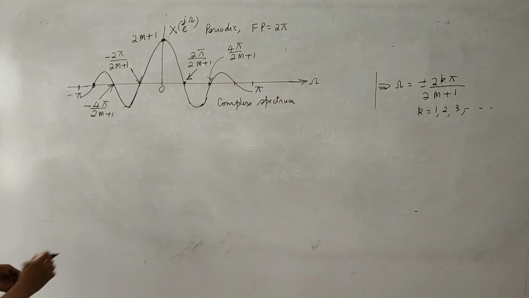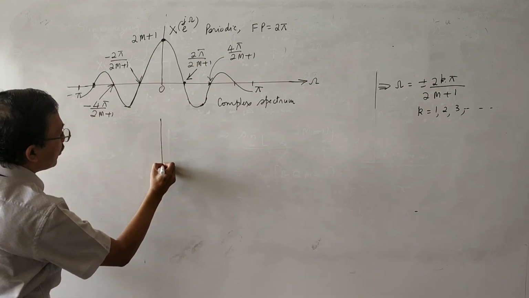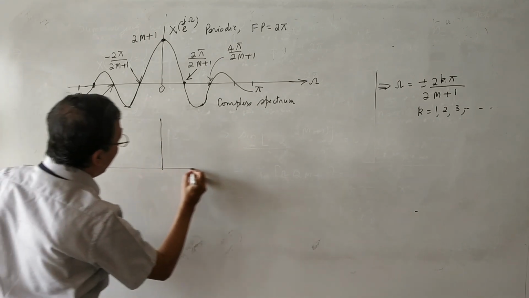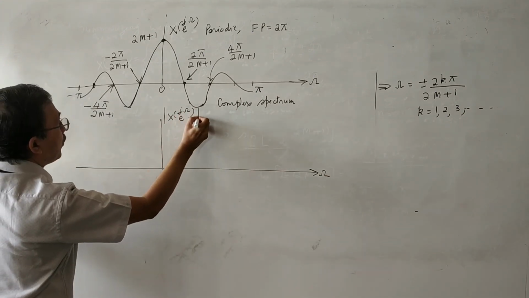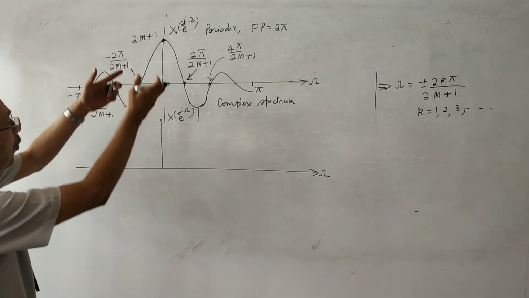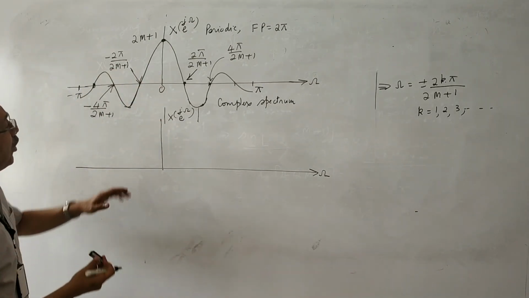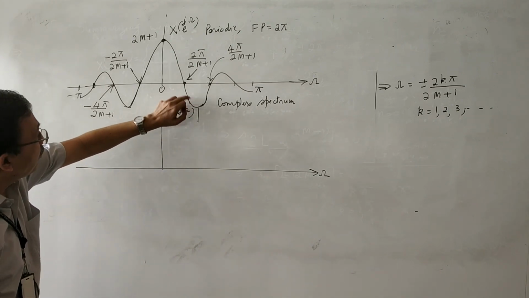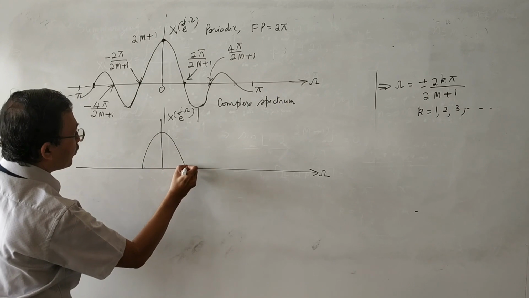Now from this spectrum, I have to get the magnitude spectrum. Please watch. From this figure, I have to get the magnitude of x of e power j omega. When you take the modulus of a negative number, that number becomes positive. That means when you take the modulus, these negative cycles will become positive cycles. You will get a figure like this.